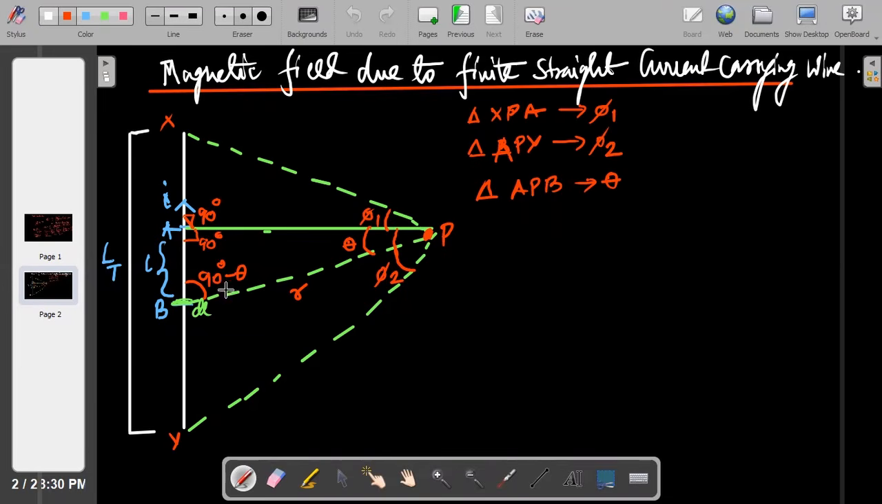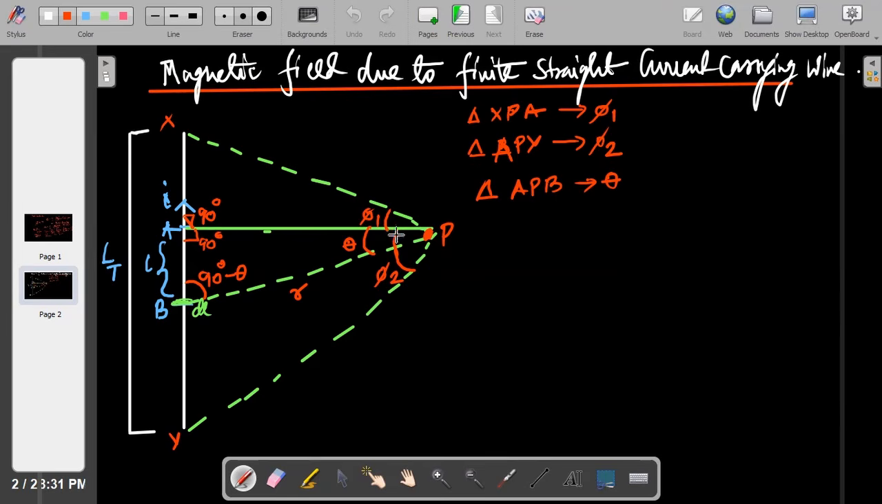But we are letting this angle be theta, so that this angle is 90 degree minus theta. It has some reason. The reason is, please see, if this theta is varying from 0 to phi 1, and this theta is varying from 0 to minus phi 2, it will cover the entire length X and Y, right? That's why we are letting this angle be theta, not 90 degree minus theta. Otherwise, we will be confused with these angles and it will be very difficult to calculate.